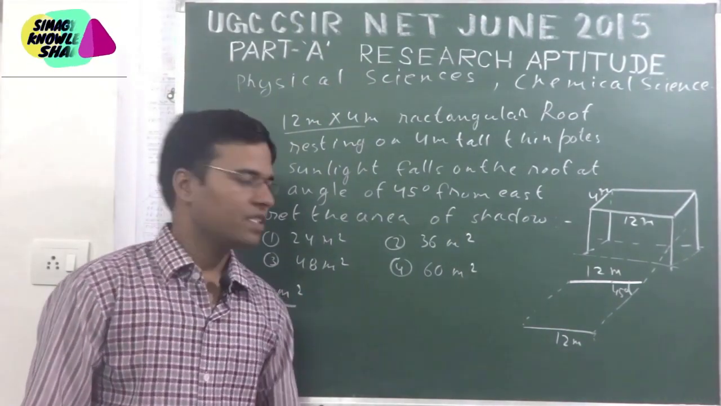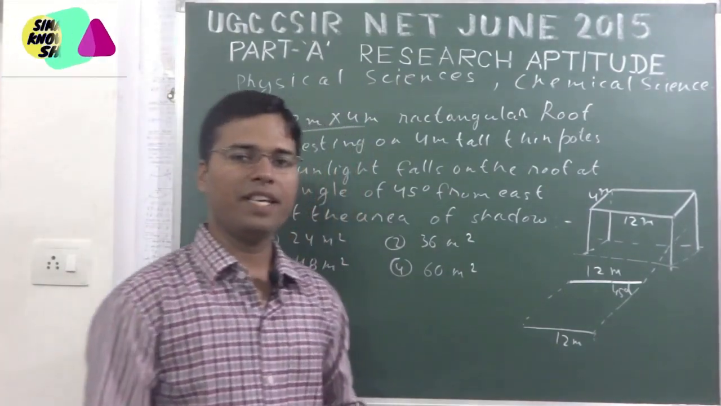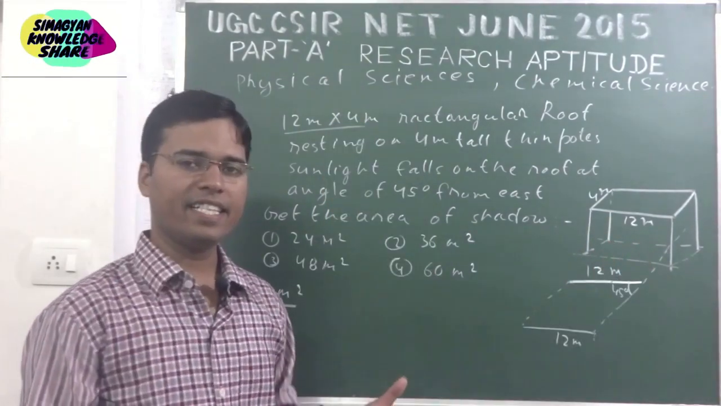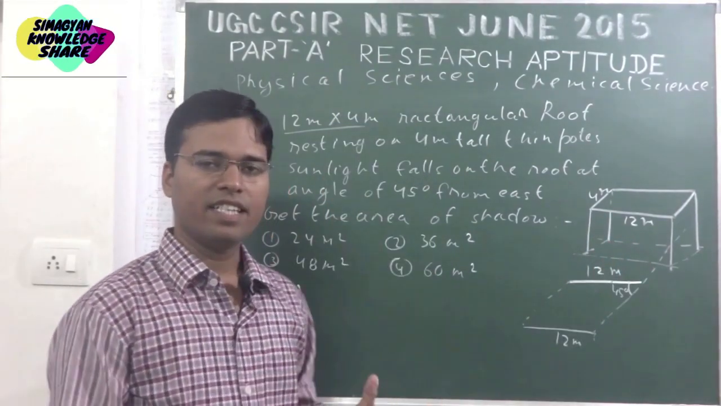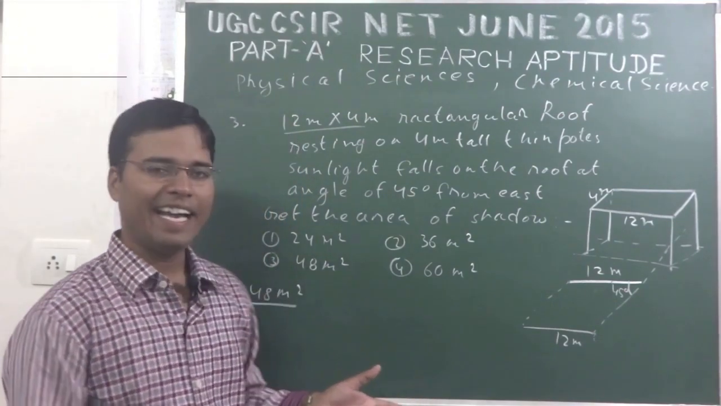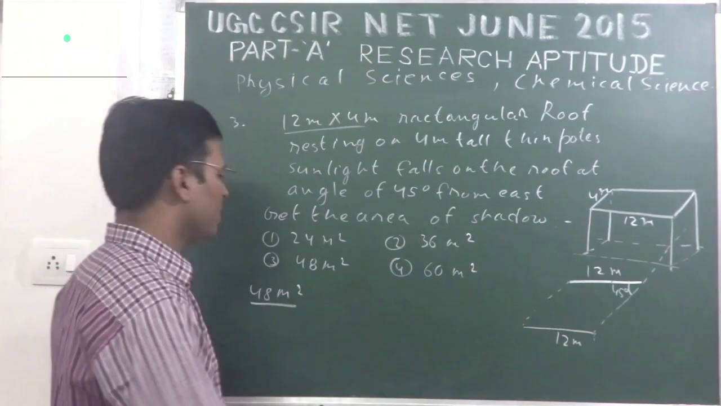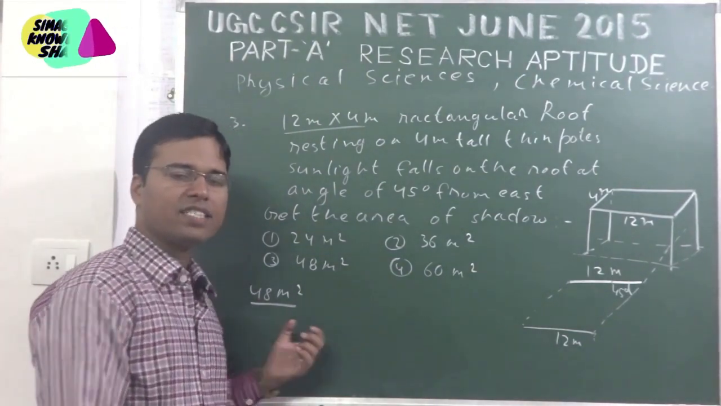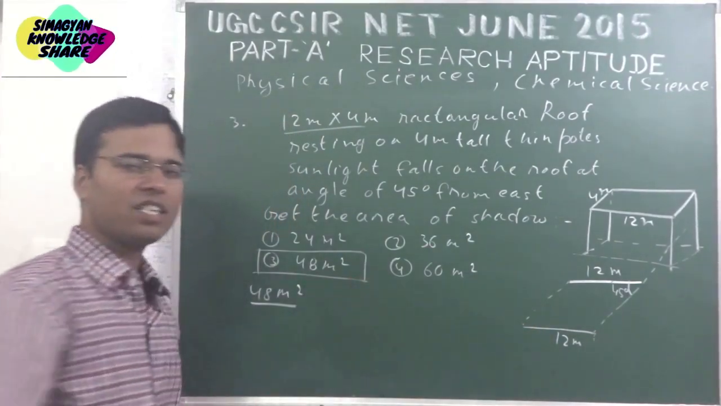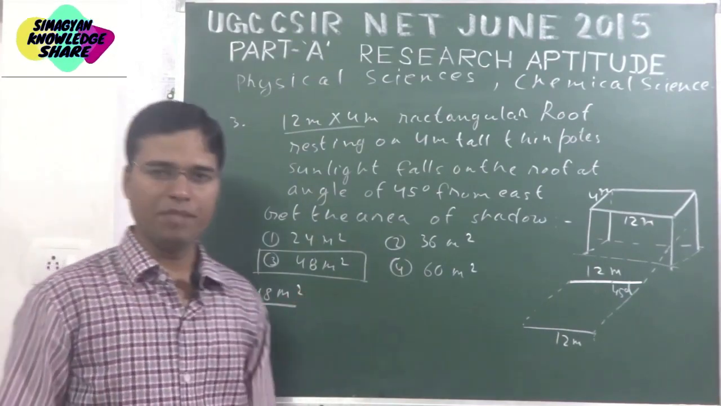In this problem, a small trick is how you imagine the orientation of the roof. The hint is that we imagine the roof in a symmetric condition for the sun. So the size of the shadow is the same as the size of the roof. The correct answer of this problem would be option 3, 48 meter square.